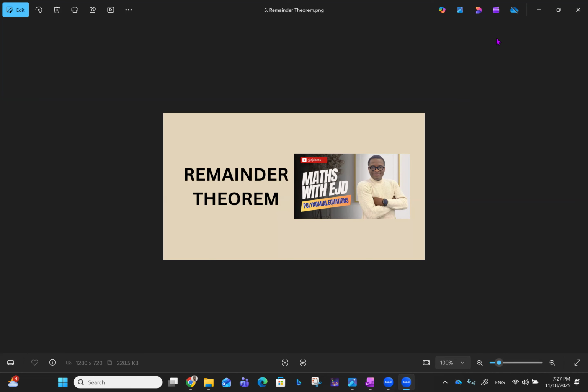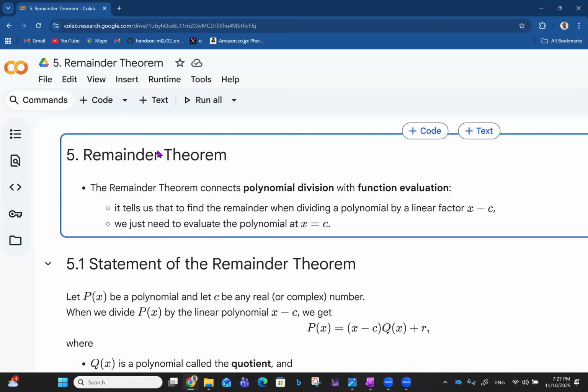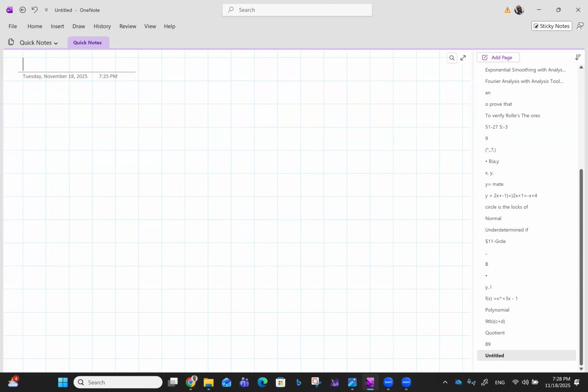Remainder theorem. The remainder theorem connects polynomial division with function evaluation. This is pretty powerful, and it provides a very nice way to work around a polynomial. It tells us that to find the remainder when dividing a polynomial by a linear factor x minus c, we just need to evaluate the polynomial at x equals c. Very simple stuff.